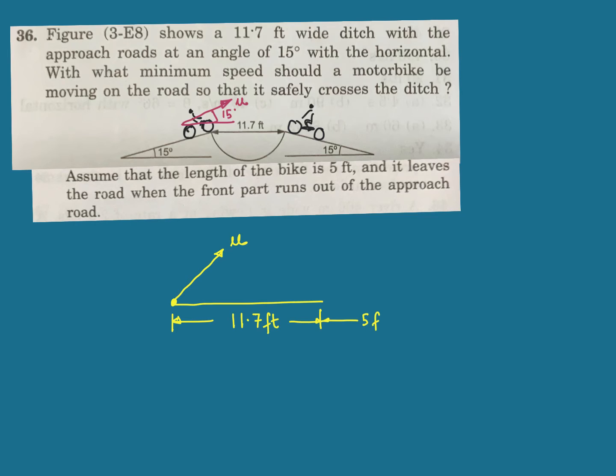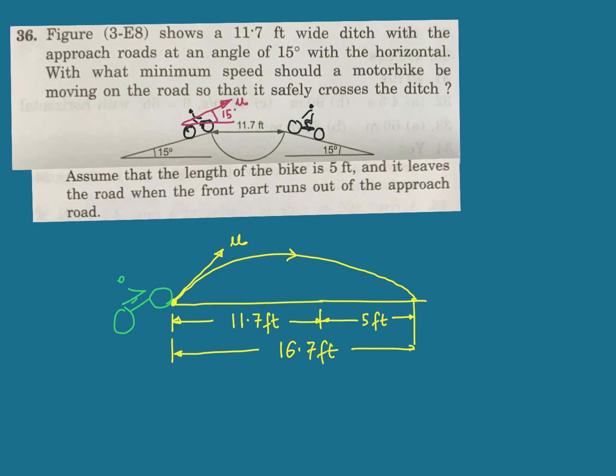So the length of the motorbike is 5 feet. So the range should be equal to how much? 11.7 plus 5, so 16.7 feet. If you draw it in a simplified way, the projectile is like this, okay? Because here you have the front wheel and the rear wheel of the bike, and here you have the front wheel, right? So with this distance of 11.5, you have to add 5 feet, that is the length of the bike, okay?